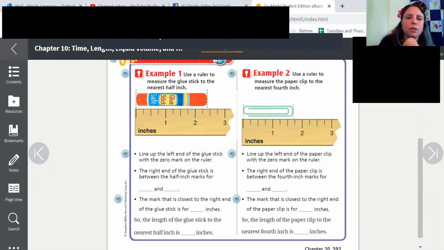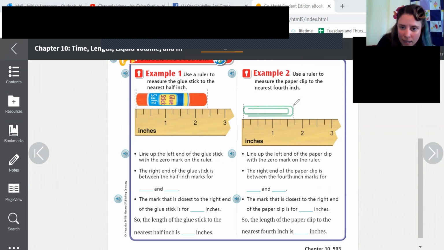All right, now we're going to practice this on a paper clip. Same thing. Let's read the directions to make sure we know what kind of measurement it wants. Use a ruler to measure the paper clip to the nearest 1/4 inch. And those are all the lines, okay? It's not just this long one. That's a 1/2. This one's a 1/4. That one's a 1/4. That one's a 1/4.